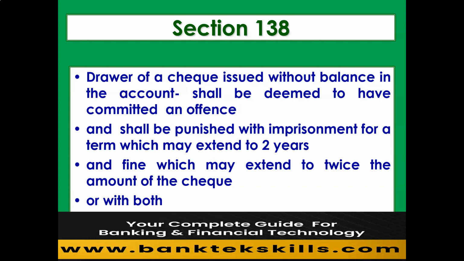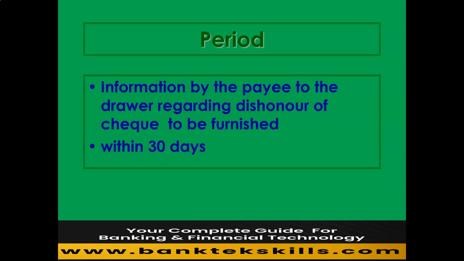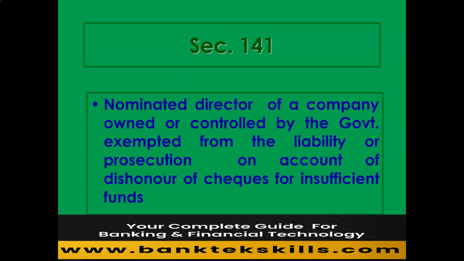So the payee or the endorsee can go to the court and sue the issuer of the check for non-payment of the check. And the penalty is 2 times the amount of the check or 2 years rigorous imprisonment or both. The drawer shall be punished with imprisonment for a term which may extend up to 2 years or a fine which may extend to twice the amount, or both. Information by the payee to the drawer regarding the dishonored check is to be furnished within 30 days. A notice has to be given.